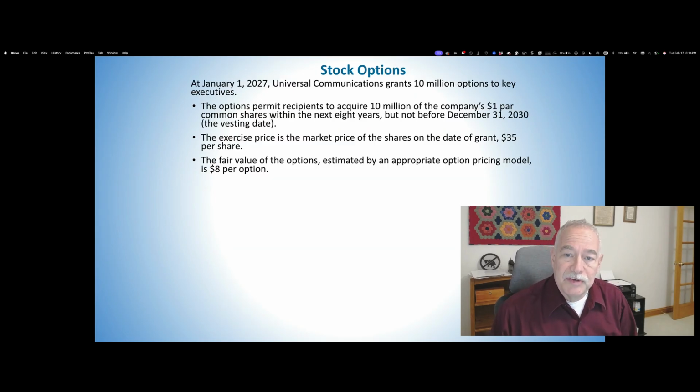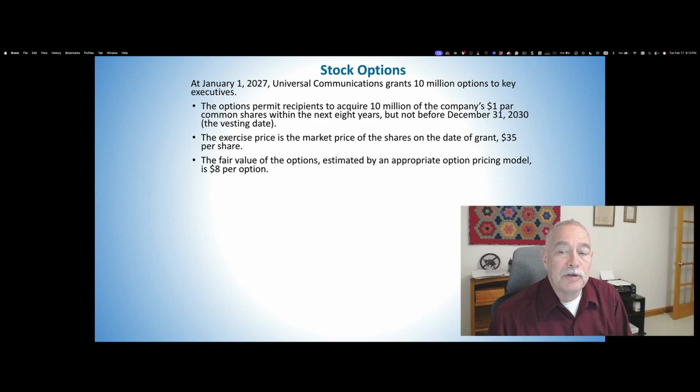January 1, 2027, Universal Communications grants 10 million options to key executives. The options permit recipients to acquire 10 million of the company's $1 par common shares within the next 8 years, but not before December 31, 2030, the vesting date. The exercise price is the market price of the shares on the date of the grant, which is $35 per share. The fair value of the options, estimated by an appropriate option pricing model, is $8 per option.